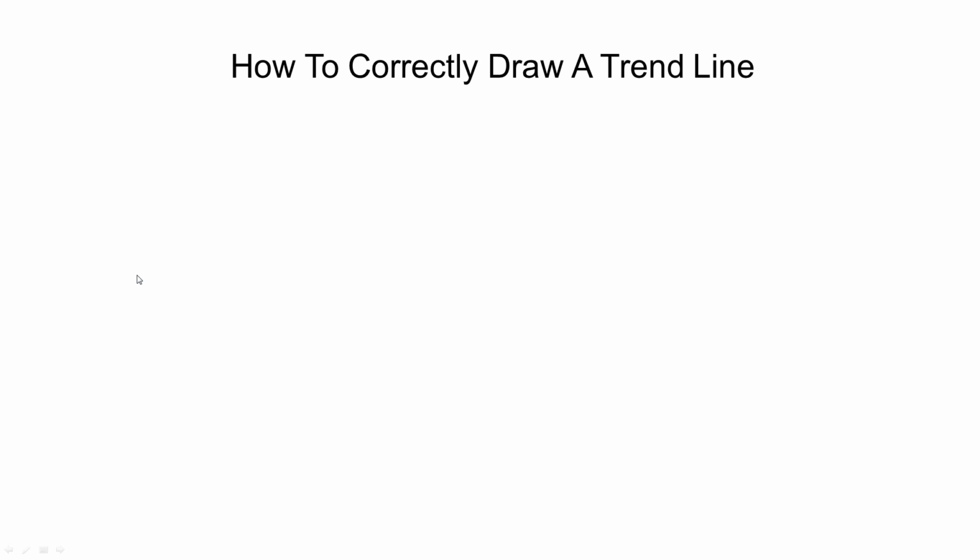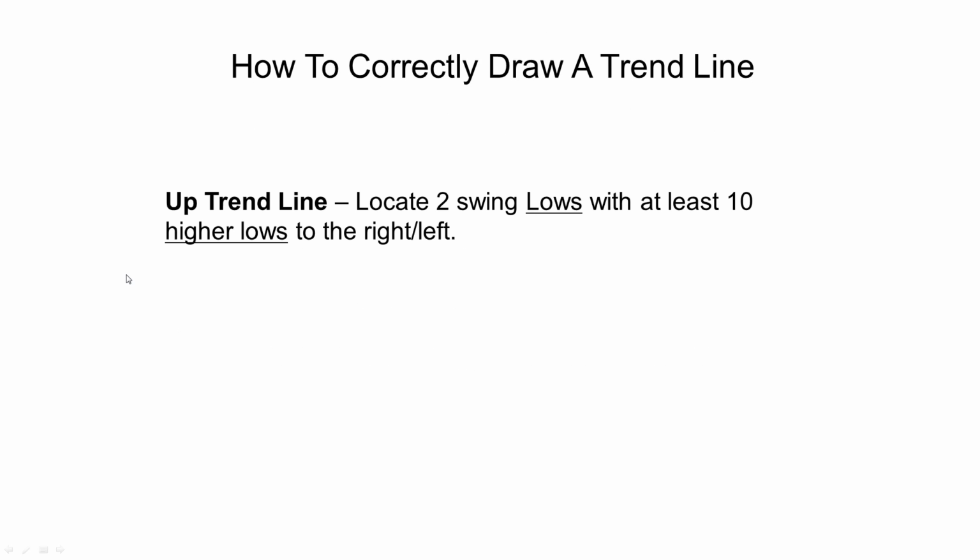How to correctly draw a trend line. When you're drawing an uptrend line, what you need to do is locate 2 swing lows with at least 10 higher lows to the left and the right. You want to make sure it's a significant swing point that you're drawing from, and looking for 10 bars to the left and the right is going to help. And then I also like to find that it's not consolidating really flat, and I'll show you some examples of these on the charts here in just a moment.